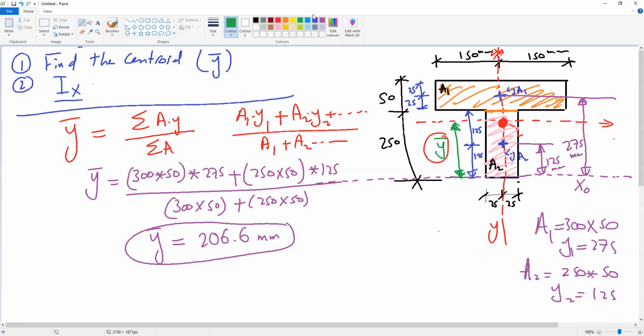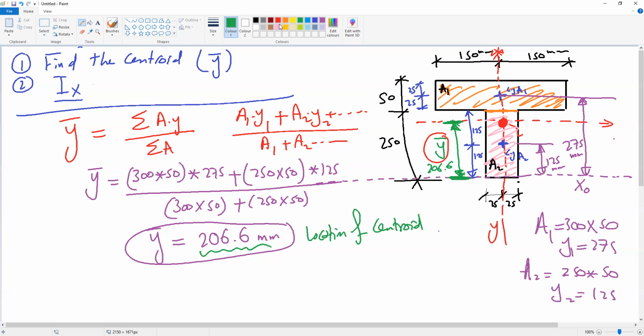As you can see, this y bar is from the reference axis to the centroid, so this distance is 206.6. The y bar is between y2, the centroid of area 2, which is 125, and the centroid of area 1, which is 275. There's something between them. So this is the location of the centroid for the total area.